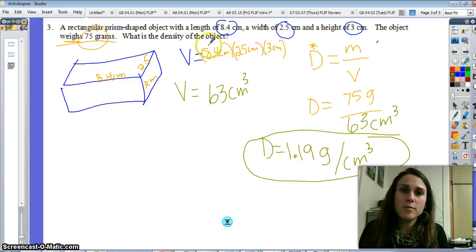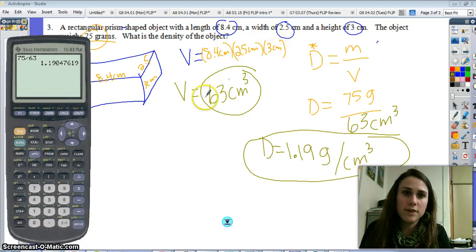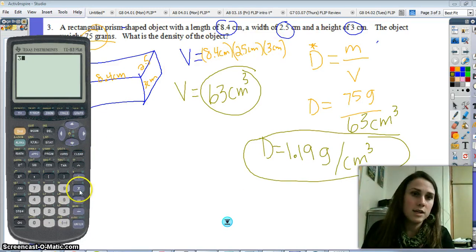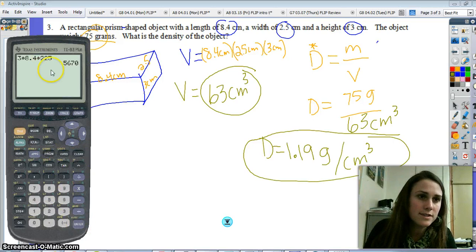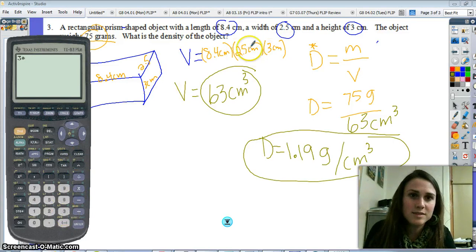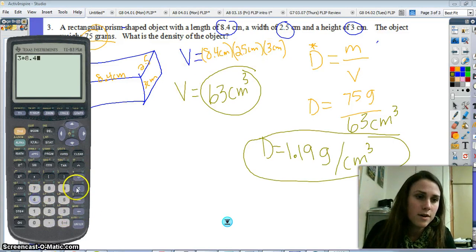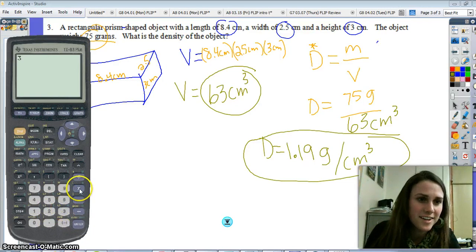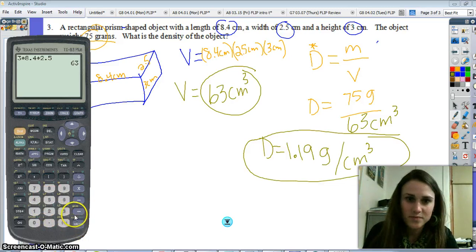If you go back up here to volume, you would have found 63 centimeters cubed, no matter which way you multiplied these 3 digits. Okay, so instead of doing 8.4 times 2.5 times 3, you could have done 3 times 8.4 times 2.5. Are we going to get the same number? Uh-oh, what did I do wrong? Oh, I missed that decimal. Let's try that again. 3 times, I'm just switching the order, 8.4 times 2.5. 3 times 8.4 times 2 point, there we go, 5. 63. Cool?